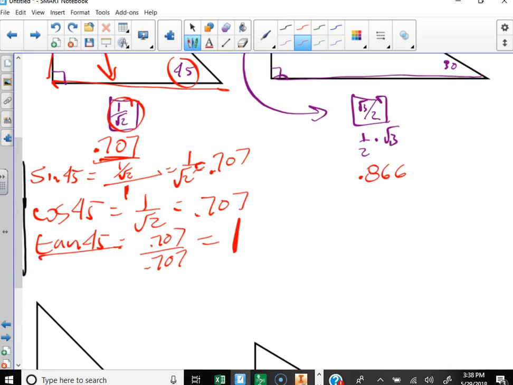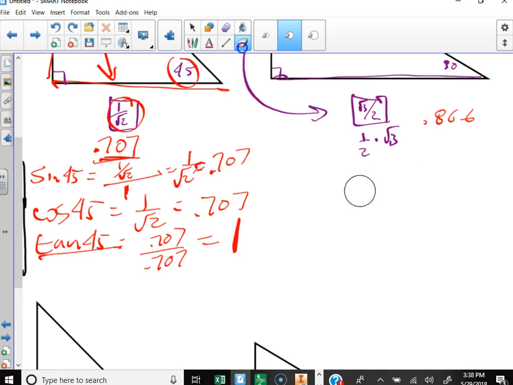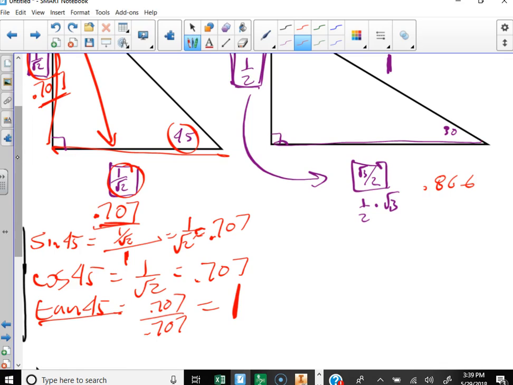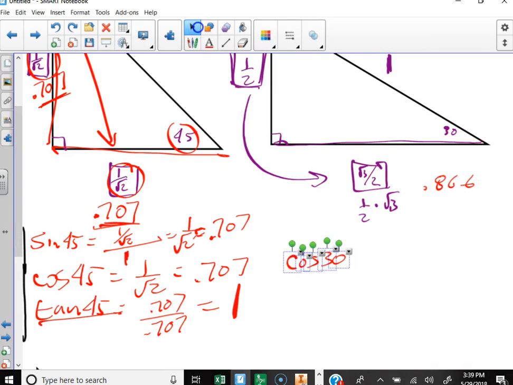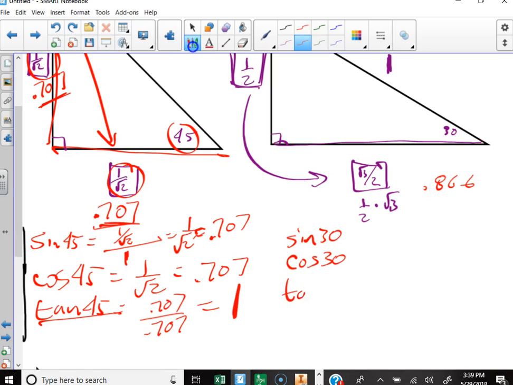What about over here? In fact, let me do this. Let's go 0.866. And what about for the 30-60-90? So let's do the sine of a 30, the cosine of a 30, and the tangent of 30. And the sine of a 60, cosine of a 60, tangent of a 60.